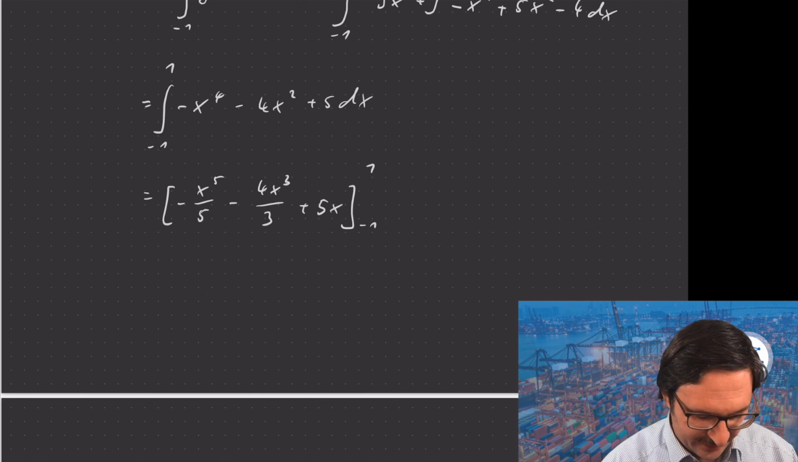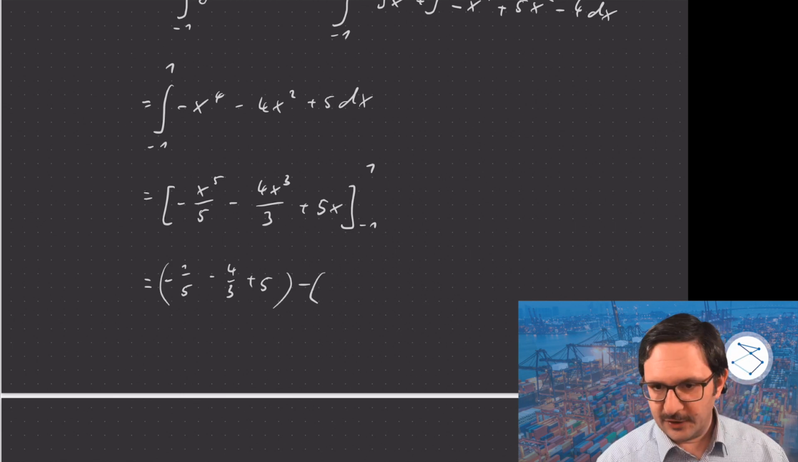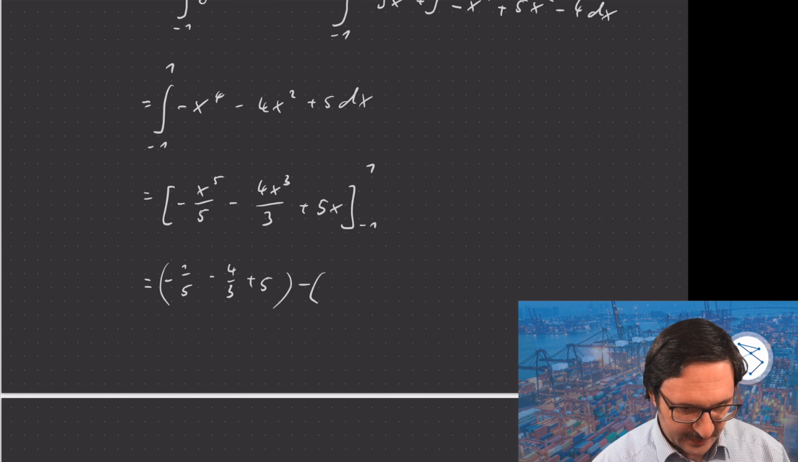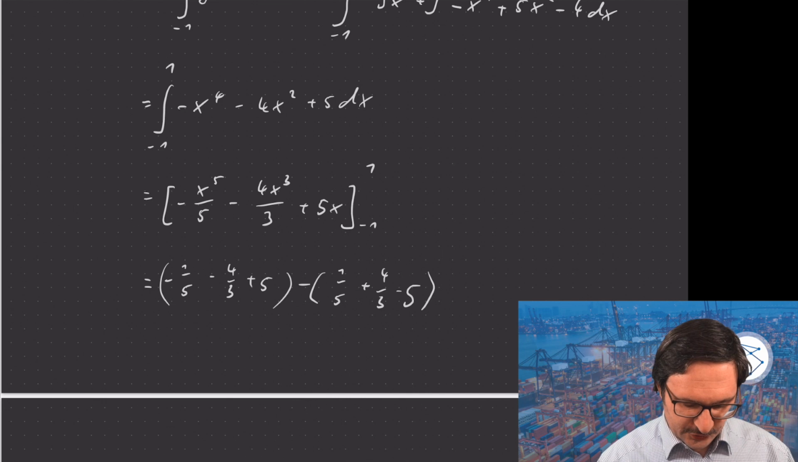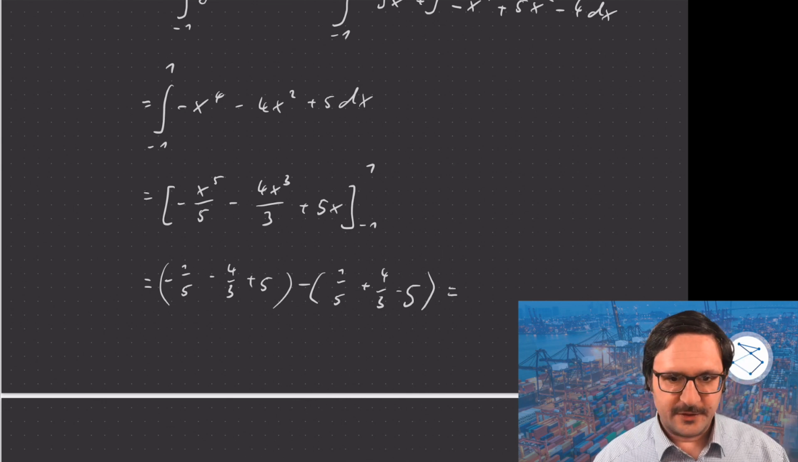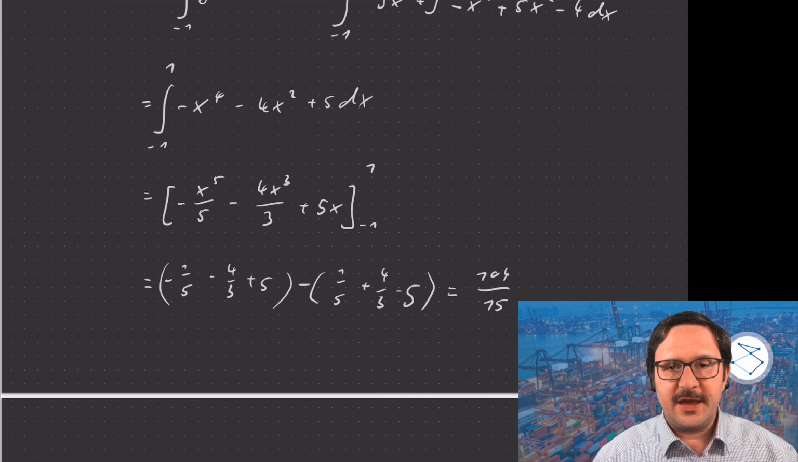Now we just evaluate that, and we get minus 1 over 5 minus 4 over 3 plus 5, and then minus, the lower bound is minus 1, so that's 1 over 5 plus 4 over 3 minus 5. So altogether, if we add this up, the result that we get would be 104 over 15. That is the area that we're looking for.